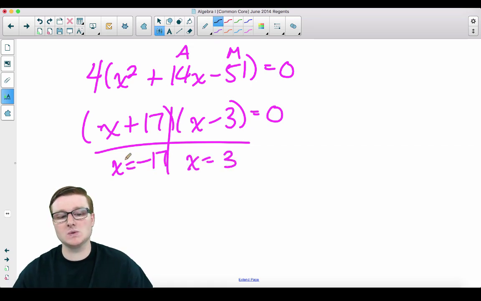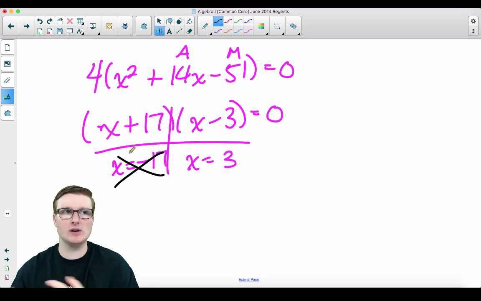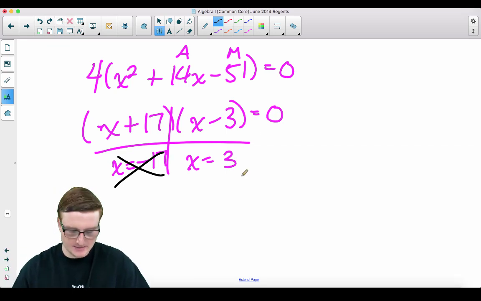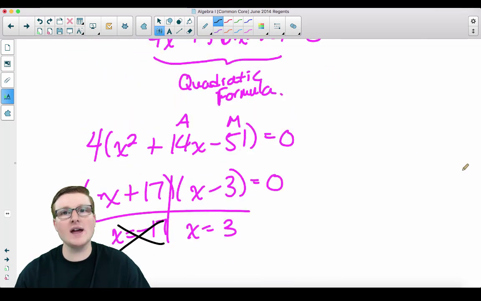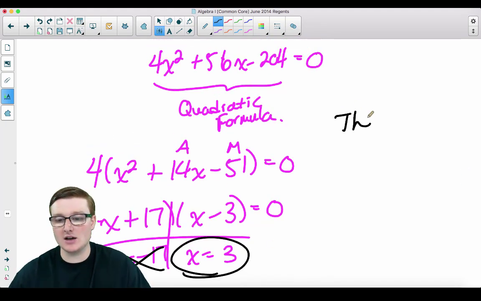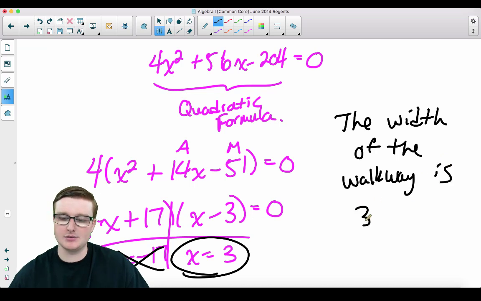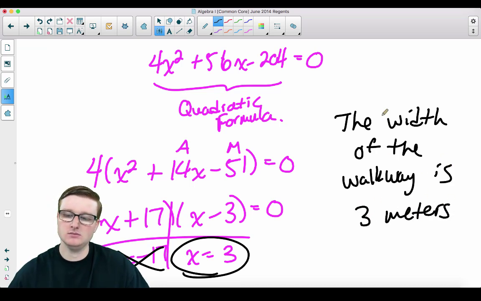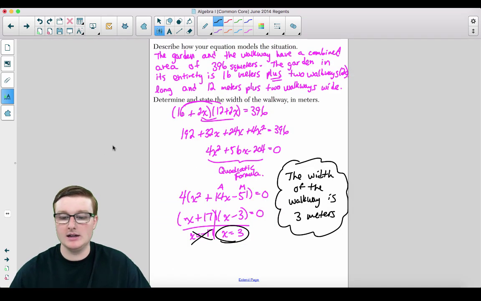Now, what we do is we reject the negative 17 answer because you can't have negative 17 as a length measure. You don't have negative feet. So it has to be x is equal to 3. They're asking you the width of the walkway. Well, the width is represented by the letter x. So since x is 3, we can now say that the width of the walkway is 3 meters. And that is how you do that question.